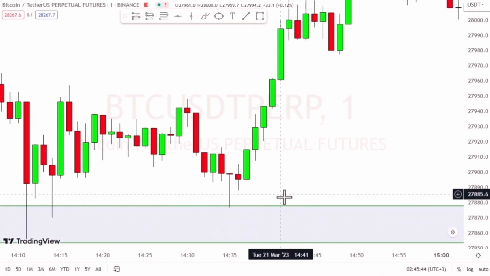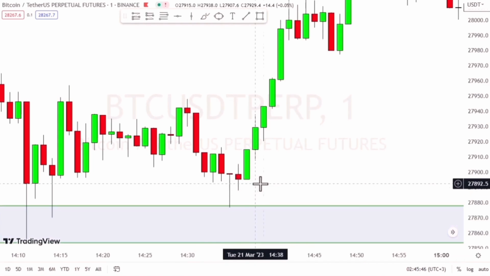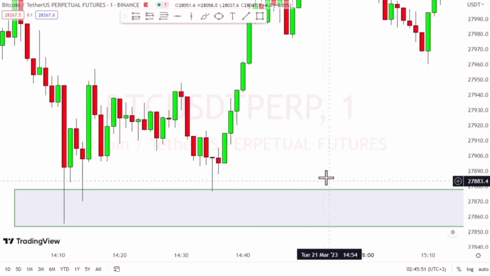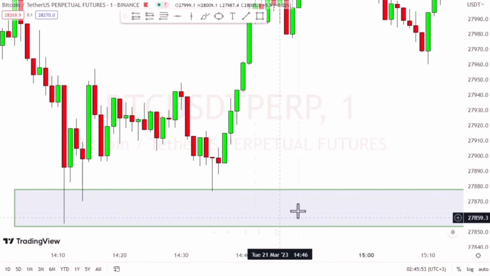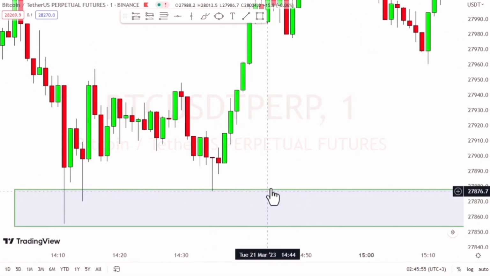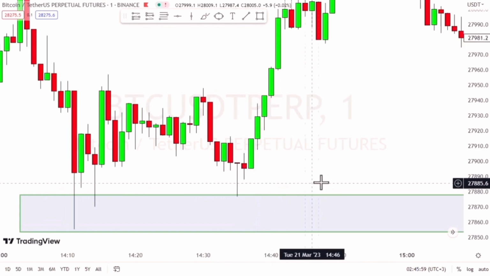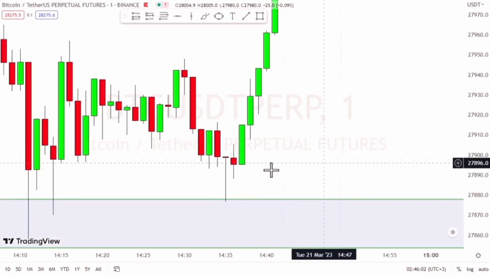So as I said before, the color of the candles is not really important when we look for them. The important part is to find and determine the support and resistance levels correctly. And then the color of the candles is not that important.